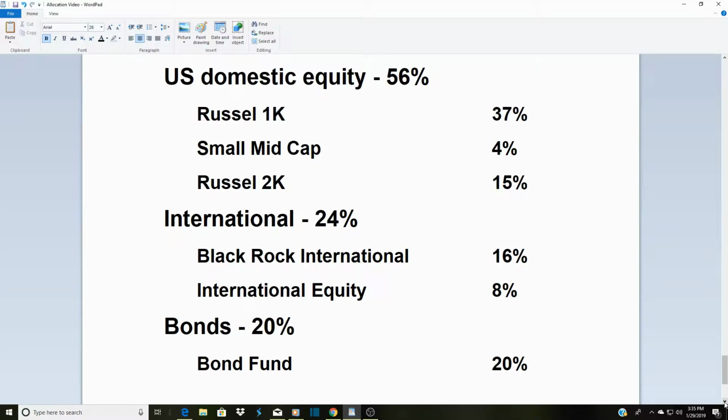And the bond fund is at 20% in my portfolio. I just keep it very simple in the 401k. The bond fund that is available to us is a very fine fund, performs well. So I just keep 20% of my bond in the portfolio. So that kind of sums up just the percentages of where I've invested in the 401k.